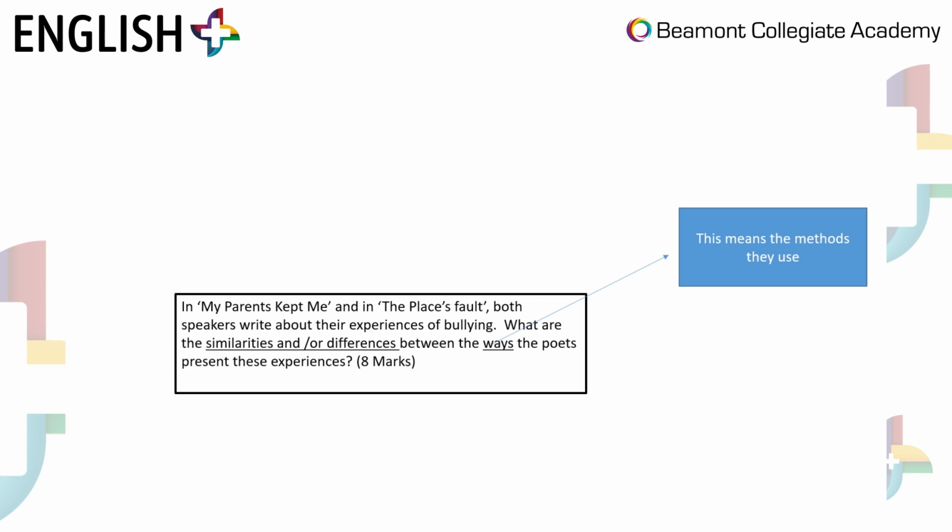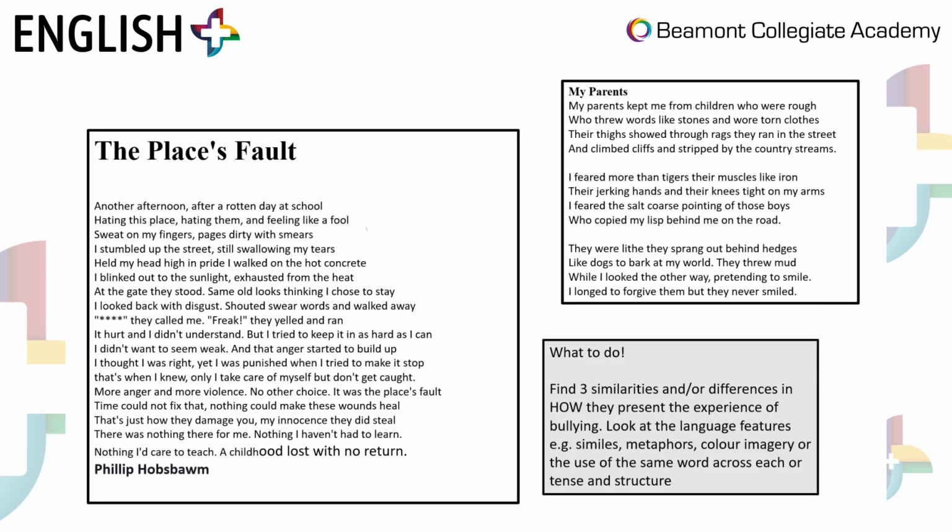So let's have a look at part 2 now. It'll ask you to read another poem, which we'll read in a minute, and it'll give you a question like this. So In My Parents Kept Me, poem B, which we've not read, and In the Place's Fault, poem A, both speakers write about their experience of bullying. That's what they're about. What are the similarities and or differences between the ways the poets present these experiences? And it's the ways which they assess you on, the methods.